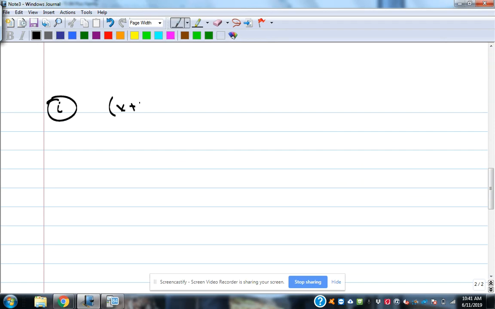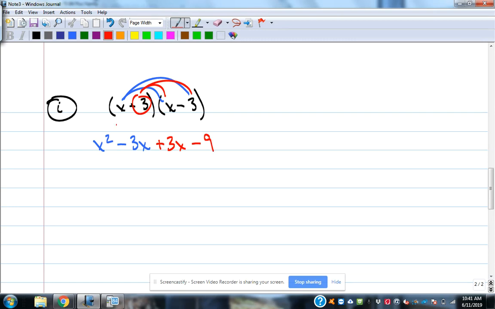I'll take a pretty easy one, x plus 3 times x minus 3. Same idea, x times x is x squared, minus 3x. Then distribute the 3, plus 3x minus 9. What happens to those middle terms? They go away because they're opposites of one another. Again, that tells us that that's special. It's called a difference of squares. And we'll talk about that when we start factoring a little bit in just a second. A couple more examples and then we'll factor.